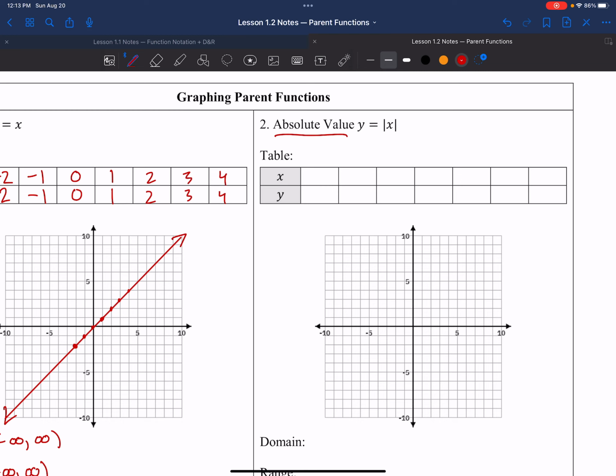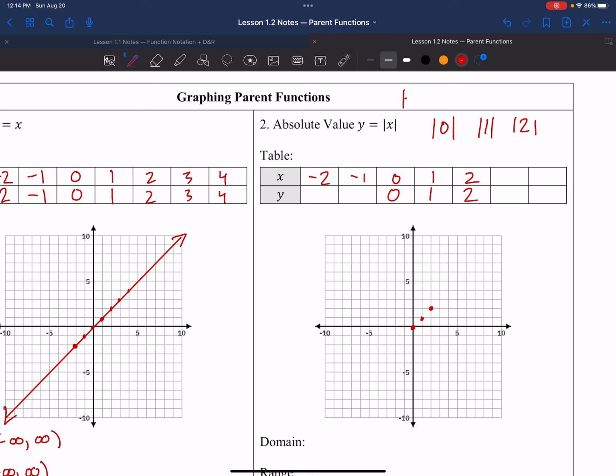Absolute value is defined as the distance from 0, okay? So I'm going to take the same inputs, negative 2, negative 1, 0, 1, 2, yes? And ask yourself, if I have absolute value of 0, how far away is 0 from 0? It's not far at all. It's 0. No distance is passed. What's the absolute value of 1? Well, 1 is 1 away from 0. What's the absolute value of 2? Well, that's 2 away from 0, right? So I'm getting these points, (0, 0), (1, 1), (2, 2), and I could keep going.